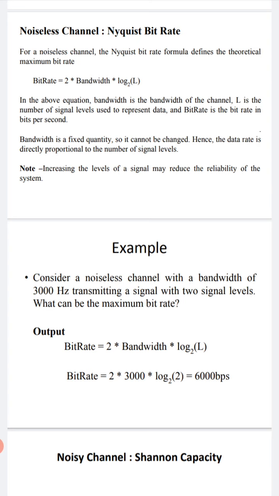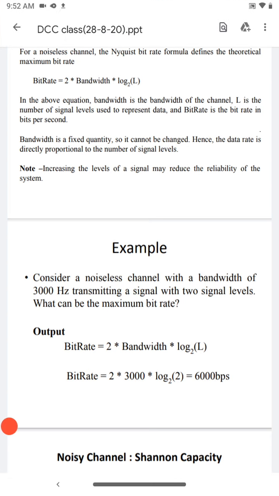where bandwidth is the bandwidth of the channel. L is the number of signal levels. Suppose 2 signal levels, L equal to 2. 3 means L equal to 3. So L is the number of signal levels used to represent data. Then bit rate is the bit rate in bits per second.